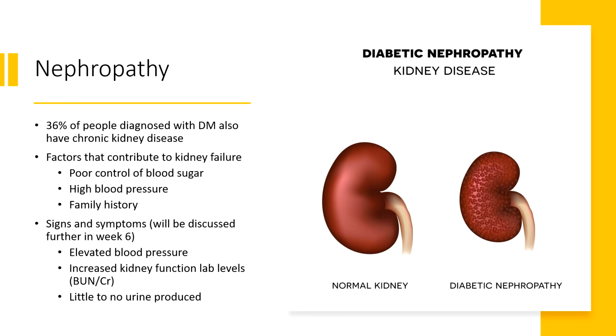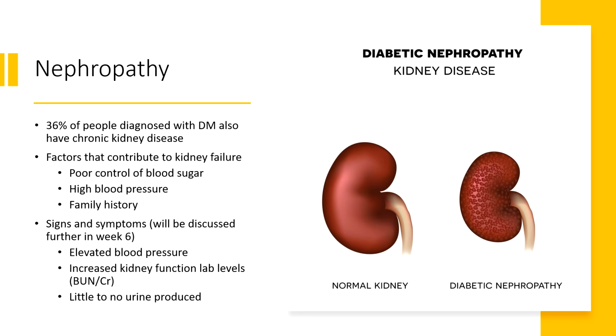So nephropathy is when we have kidney issues. 36% of people diagnosed with diabetes also have chronic kidney disease. The way we talk about nephropathy, kidney issues, is that you have, one, hypertension, and two, poor control of blood sugar. The blood sugar tends to weaken or stiffen the vessels that provide the kidneys with a blood supply.